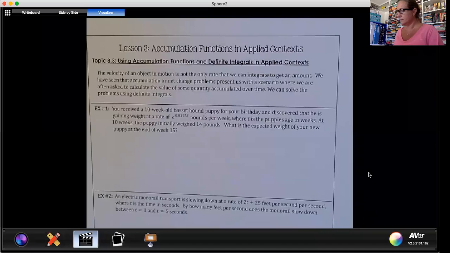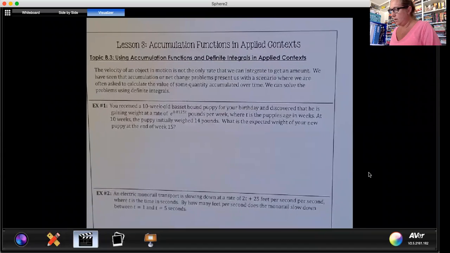Hey guys, today we're going to do Chapter 3, Lesson 3, Accumulation Functions in Applied Contexts. The velocity of an object in motion is not the only rate that we can integrate to get an amount. We have seen that accumulation or net change problems present us with a scenario where we're often asked to calculate the value of some quantity accumulated over time, and we can solve these problems using definite integrals.